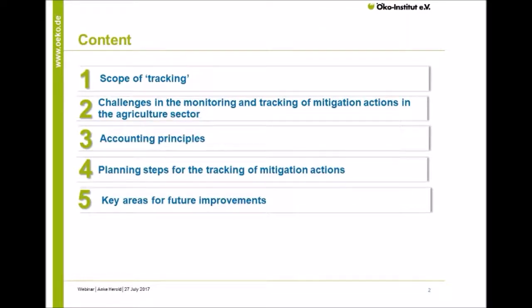For the content I selected for my presentation on agriculture, first I would like to briefly say something on the scope of tracking. Then I want to present some of the challenges in the monitoring and tracking of mitigation actions in the agriculture sector. I will then turn to some of the accounting principles, then to planning steps for tracking of mitigation actions, and then to some key areas for future improvements, which are based on the projects we have been implementing together with Costa Rica, Colombia, and Mexico, and the situation that we found in these countries. But I think those areas are also rather common for developing countries.